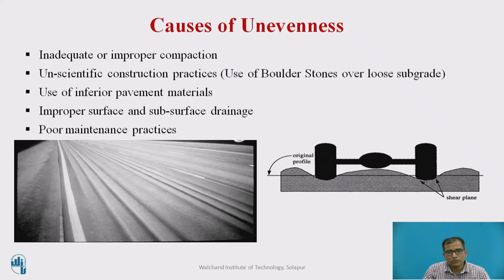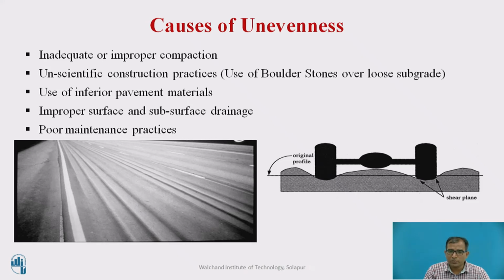So the causes of the unevenness, you can see that it is due to the improper compaction of the layers. It may be improper surface compaction, or particularly the subgrade or base layers you have not properly compacted, or unscientific construction practices, such as use of boulder stones over a loose subgrade. So this unscientific method also causes the unevenness.